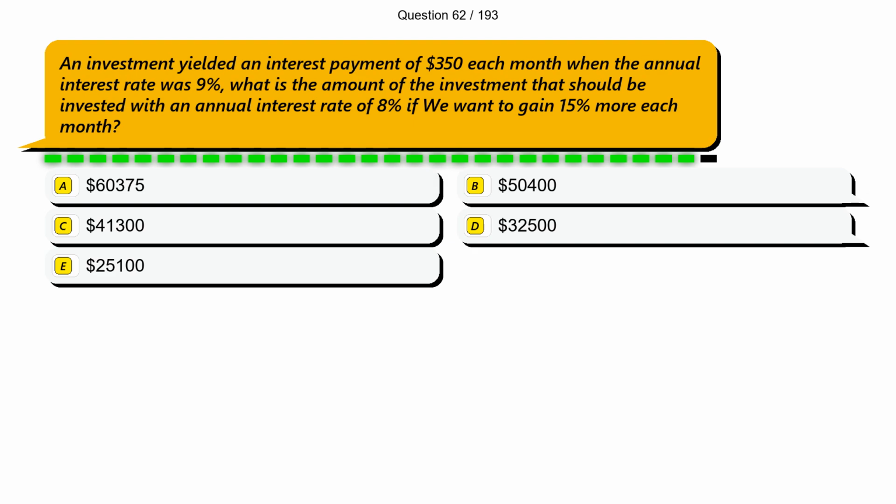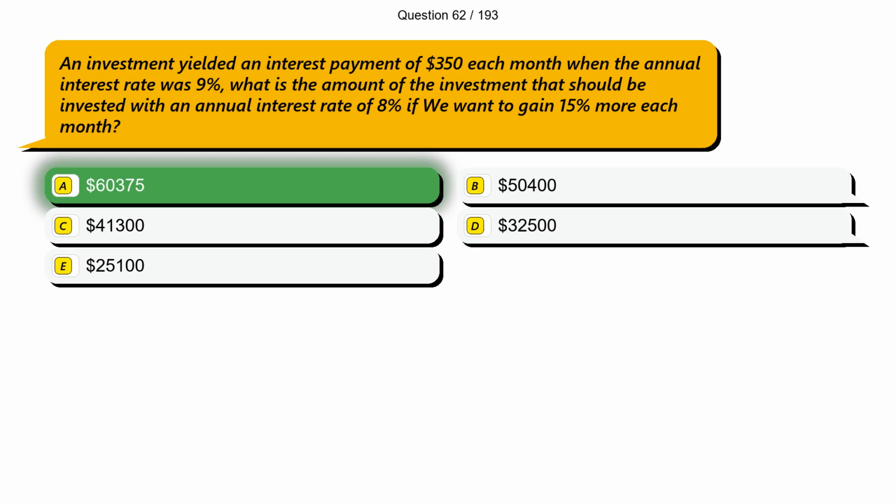Question 62. An investment yielded an interest payment of $350 each month when the annual interest rate was 9%. What is the amount of the investment that should be invested with an annual interest rate of 8% if we want to gain 15% more each month? Option A, $60,375. Option B, $50,400. Option C, $41,300. Option D, $32,500. Option E, $25,100.